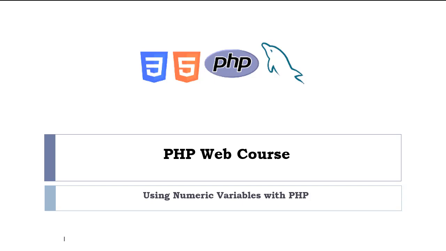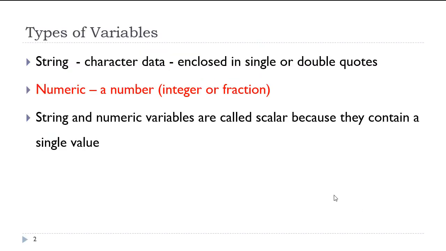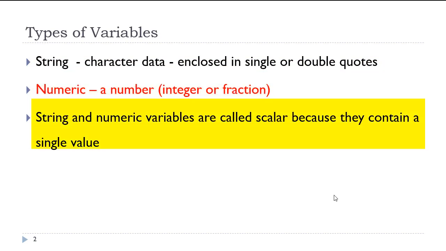In this class, we will learn about using numeric values in variables. We have previously talked about string variables, which contain character data enclosed in single or double quotes, and numeric variables, which essentially are numbers. String and numeric variables are called scalar because they contain a single value.